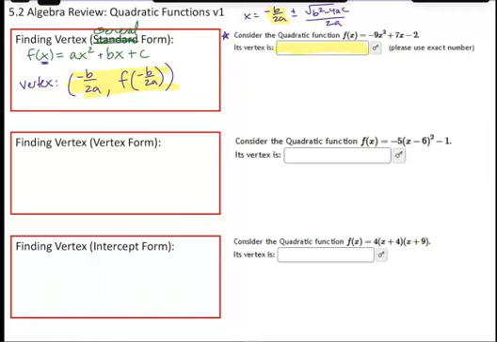All right, so the equation's already written in general form. We're going to take our negative b value, so b is 7, over 2a, our a value is negative 9. And we're going to simplify what we have right here. So the signs cancel, and we get 7 over 18. So that is our x coordinate.